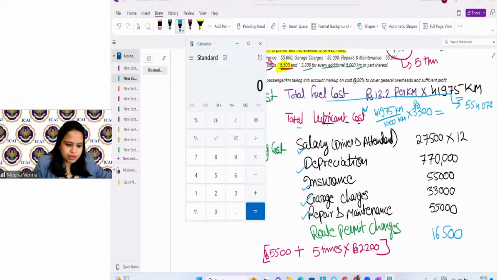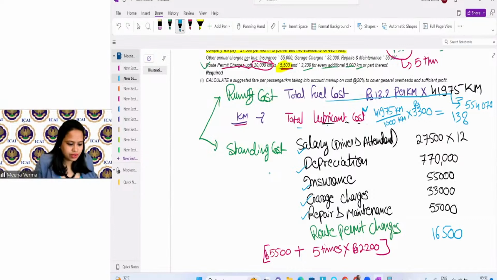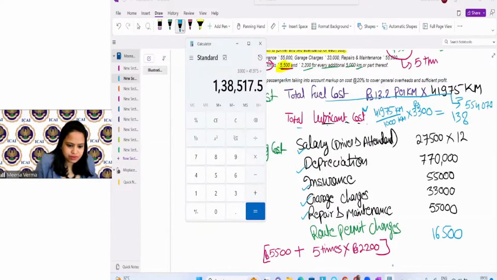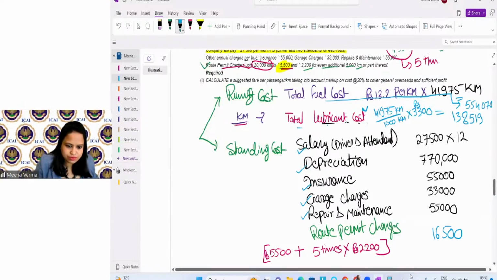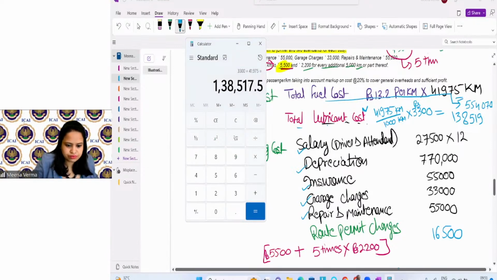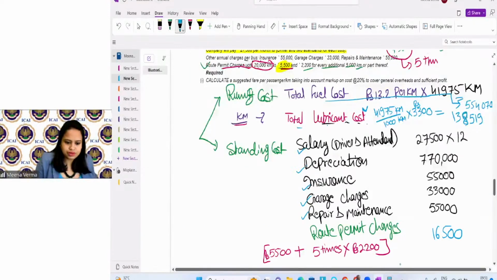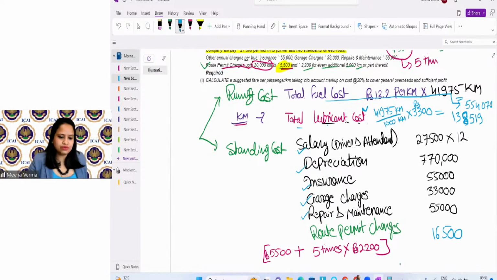Okay, so what is it coming? You can see 41.975, 3,300 into 41.975. So this is coming as 138,517. Okay, so this is the value which we have calculated. I hope it is clear to you all.